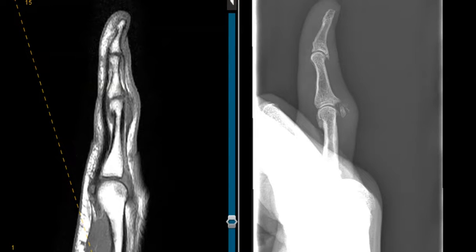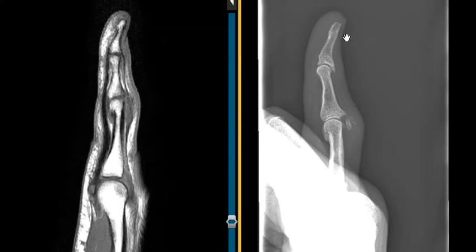This is a 60-year-old female who complains of finger pain and limited range of motion. We have an x-ray on the right-hand side here. We see the bone. This is the distal phalanx of the fifth finger, the pinky finger.